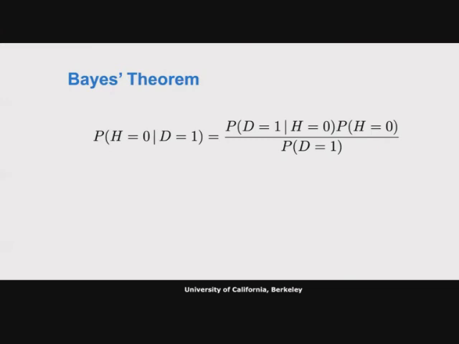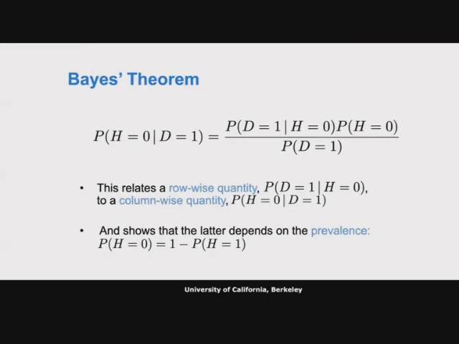All right, now a couple of points about that. First of all, on the right-hand side, the probability that D equals 1 given H equals 0, again, that's the false positive probability. That's a row-wise quantity because we're conditioning on H equals 0, right? We're conditioning on being in the first row of the table. And we're saying, what's the probability that you're in the upper right-hand corner given that you were in the first row? That's on the right-hand side of our equation. And then we're multiplying and dividing by something. And on the left-hand side, we're getting a column-wise quantity. The probability that H equals 0, given that D equals 1.